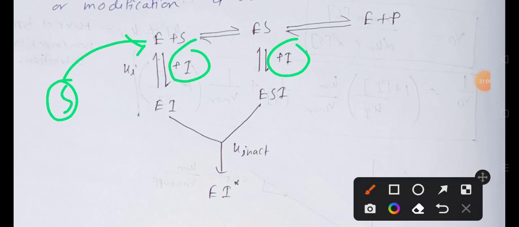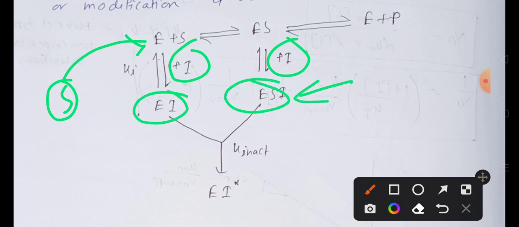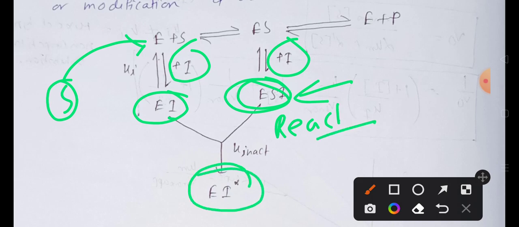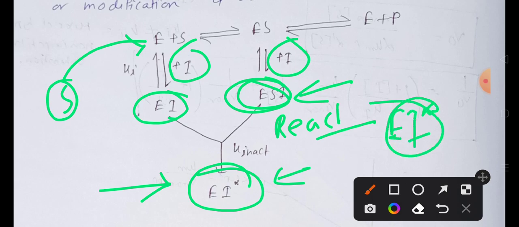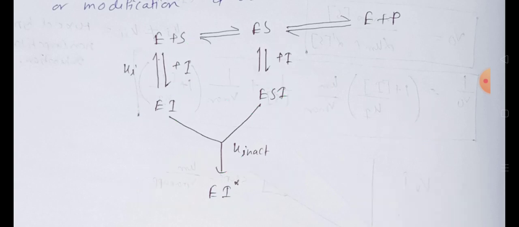But if we somehow fail to prevent the irreversible inhibition at that point, then everything will go out of hand, because now the enzyme-inhibitor and the enzyme-substrate-inhibitor complexes will react covalently and form a dead-end complex, which we have mentioned here as EI star, okay. Now you cannot do anything to reverse this, okay. So this is the idea of irreversible inhibition.